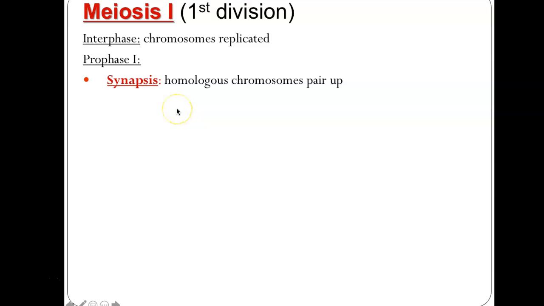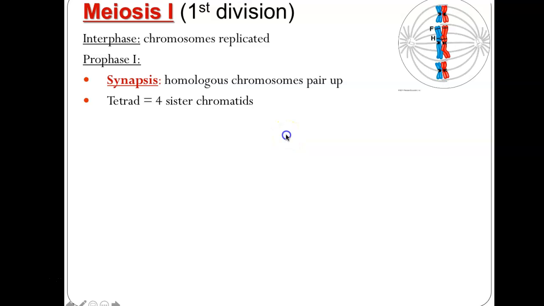Prophase 1 is this thing called synapsis. This is different than mitosis. Homologous chromosomes are going to pair up into what's called a tetrad that has 4 sister chromatids. So I want you to look right here. Look where my cursor is, because this is really difficult to understand.